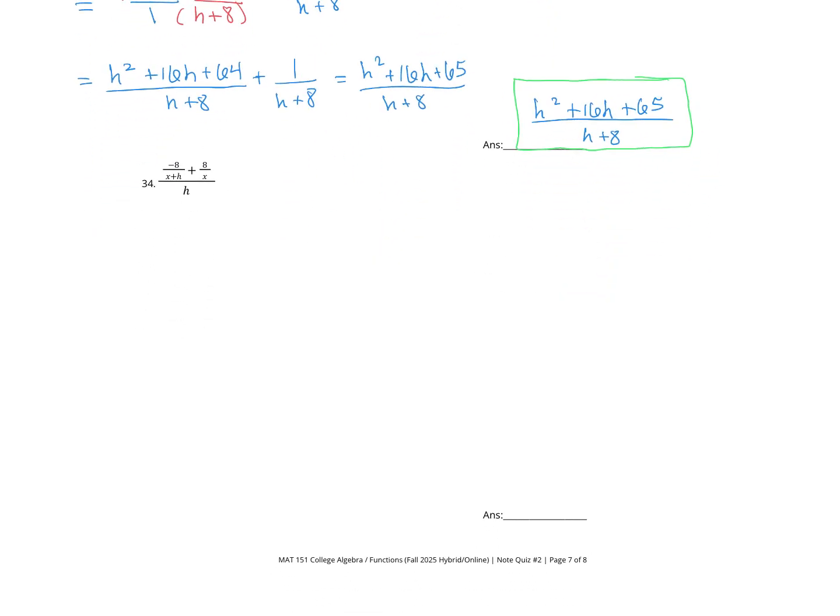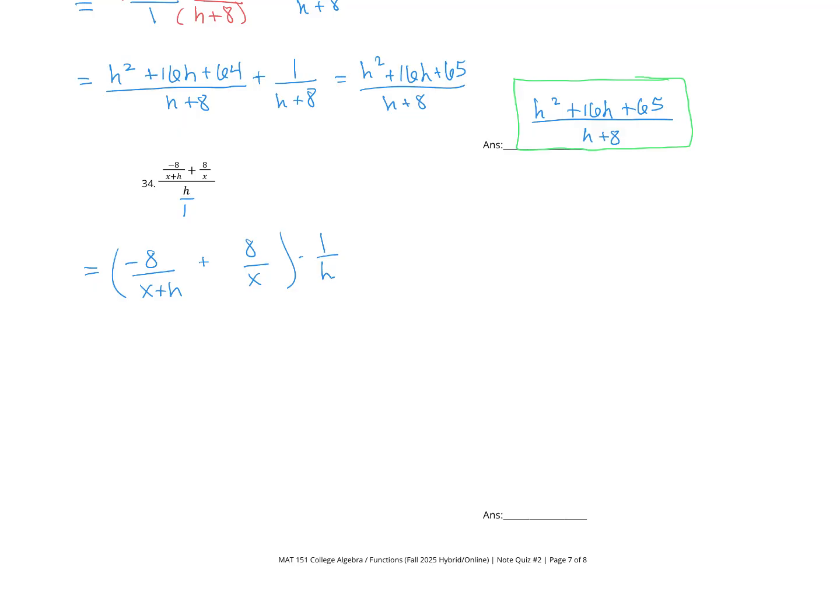Next problem is a little bit of foreshadowing. This looks a little bit like a difference quotient, and we'll talk more about that in the coming weeks. But in the meantime, we're once again going to get common denominators. So first thing I'm going to do is make that an h over 1 and rewrite this as negative 8 over x plus h plus 8 over x, now times the reciprocal of the denominator, 1 over h.